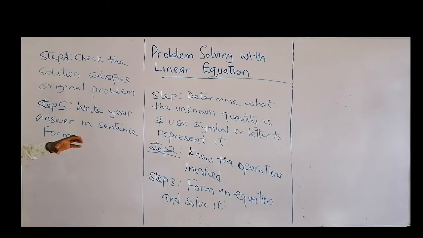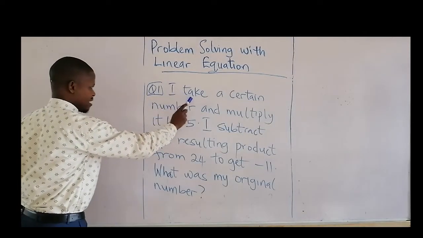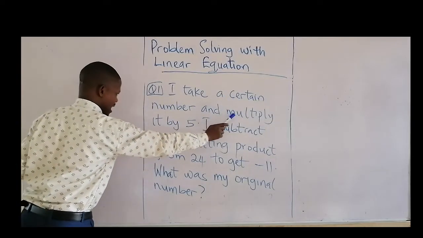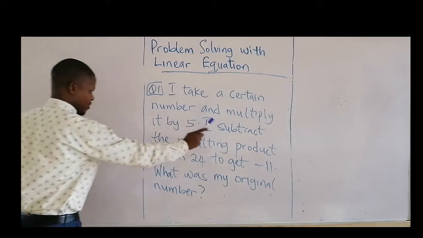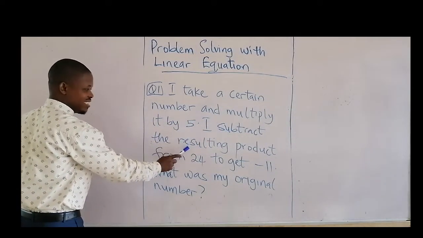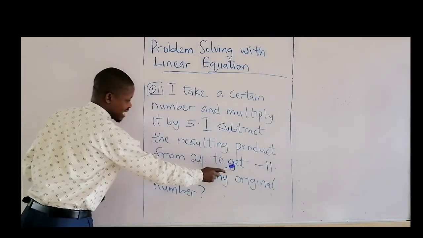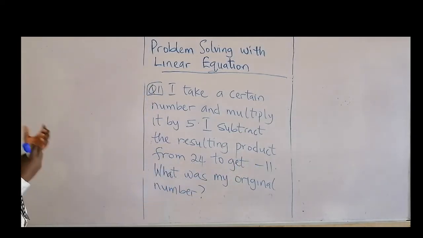So the next thing to do now, without wasting time, is to go to problems. Let's see questions and let's solve them. Question 1. I take a certain number and multiply it by 5. I subtract the resulting product from 24 to get negative 11. What was my original number?